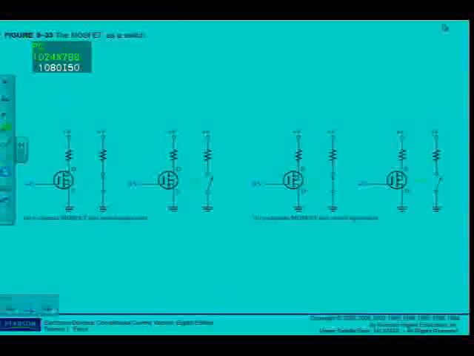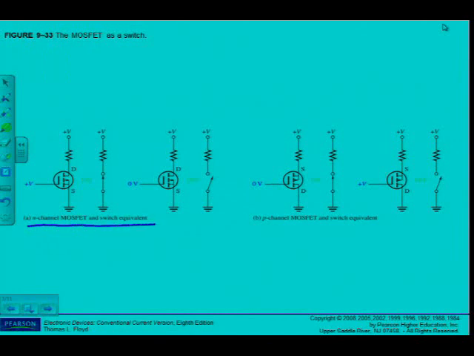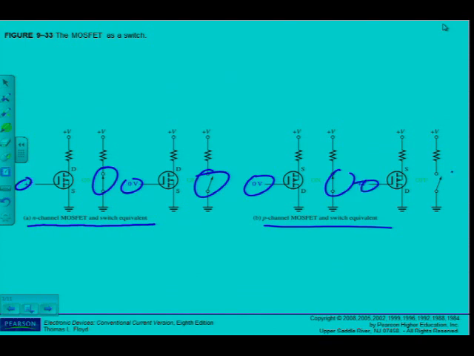As we can see here in figure 9.33, N-channel and the switch equivalent. You can see positive voltage on the gate acts like a closed switch, 0 voltage on the gate acts like an open switch, N-channel. Of course, the P-channel is the other way around, 0 closed switch, positive voltage on the gate acts like an open switch. Please take note of that on page 460. All right, that was the ideal switch.